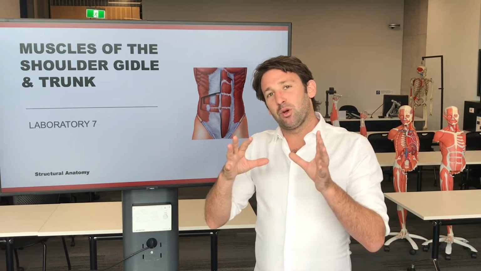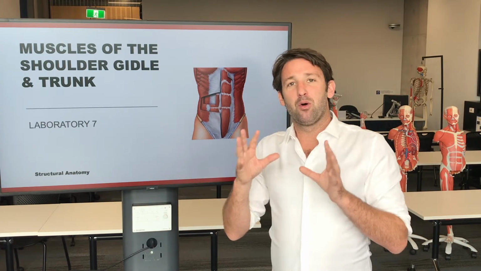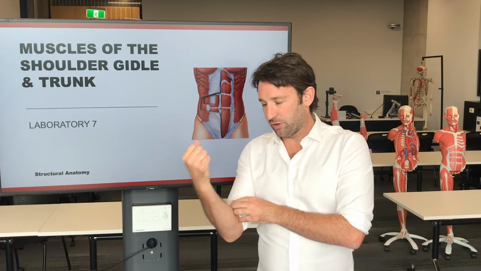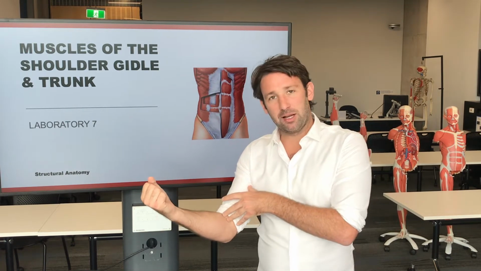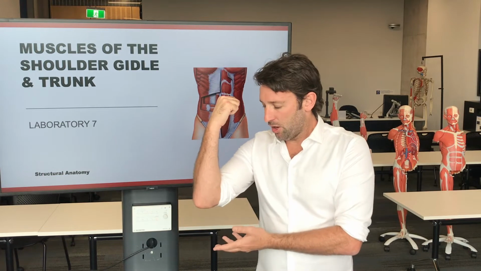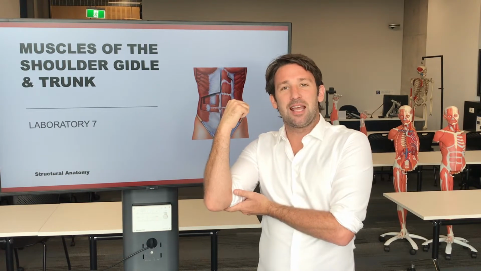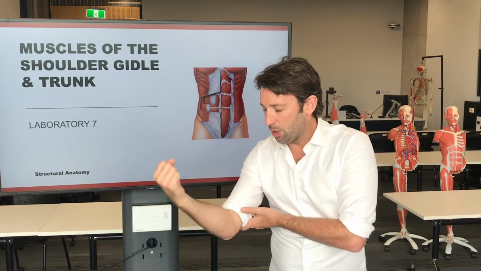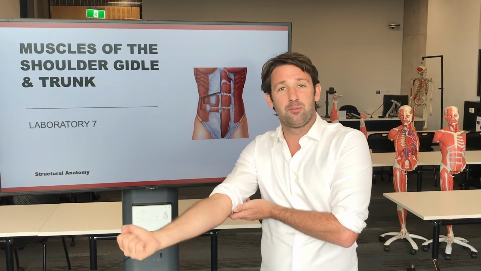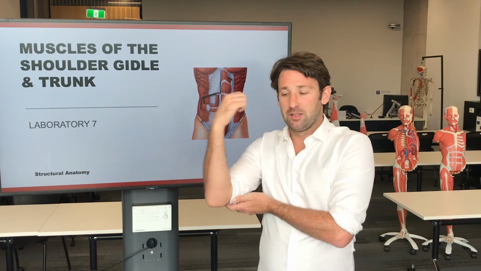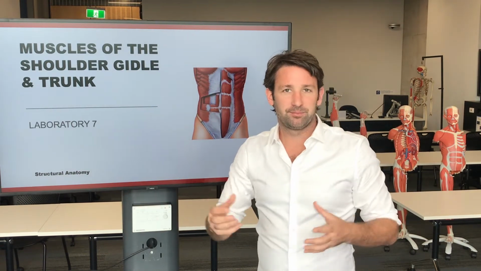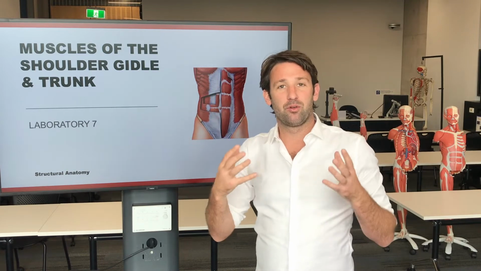I've also got the word antagonist, which means it would oppose or reverse this particular action. As I'm flexing my elbow, and I've said the bicep brachii and the brachialis are the agonists of elbow flexion, I've got the tricep brachii, which is the antagonist. That means during elbow flexion, it would be the tricep brachii that would oppose or reverse that movement and extend my elbow. Okay, so that's agonist, prime mover. Antagonist would oppose or reverse.